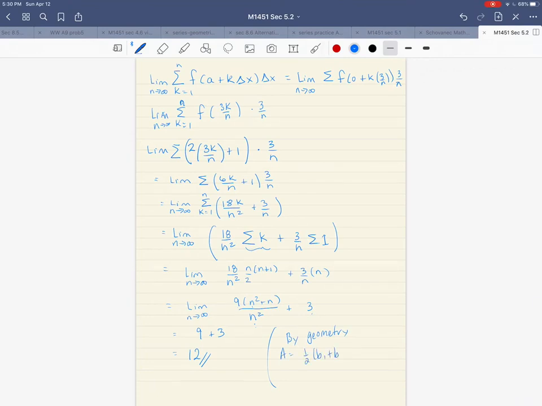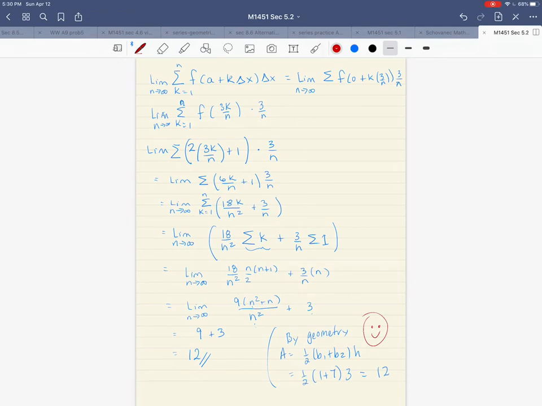So by geometry, the actual area is 1/2 base 1 plus base 2 times the height. So 1/2 of 1 plus 7 times 3. 1 plus 7 is 8. Half of 8 is 4. 4 times 3 is 12. It's nice to know that calculus agrees with geometry.